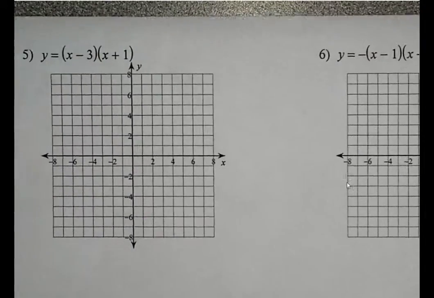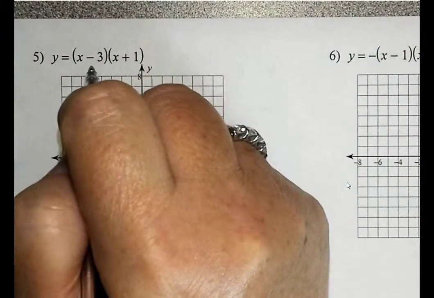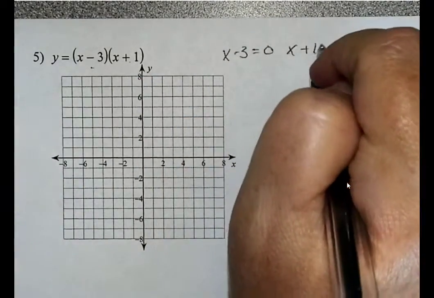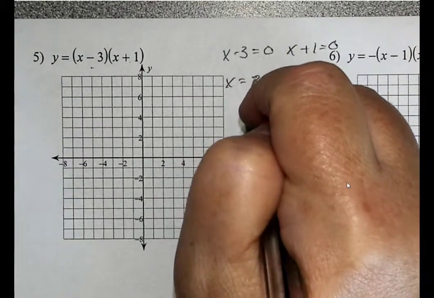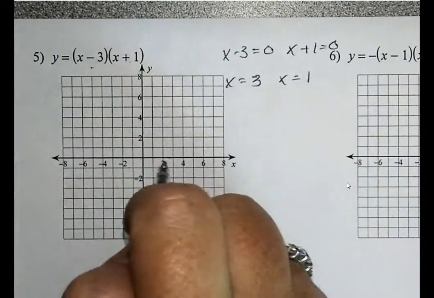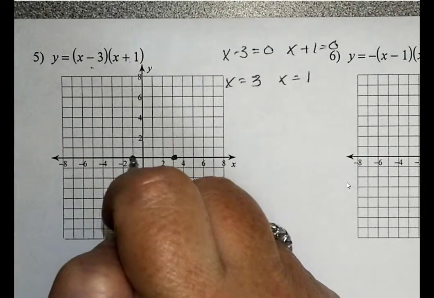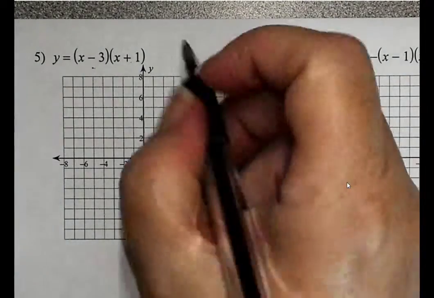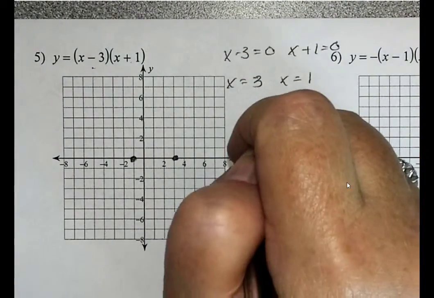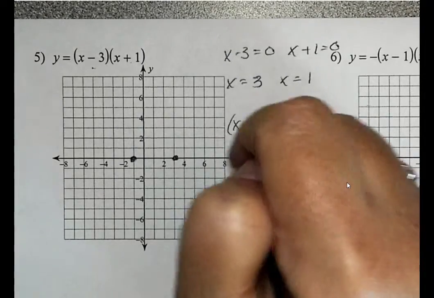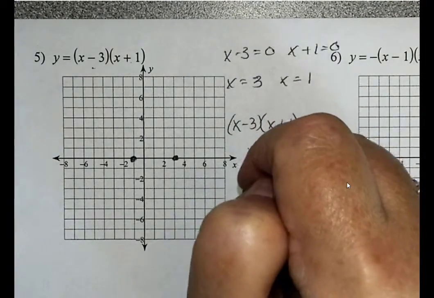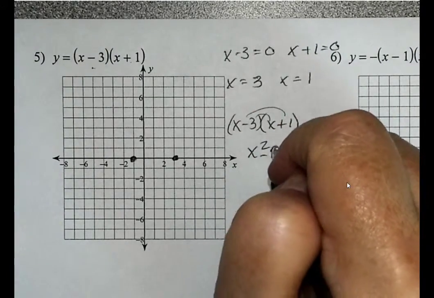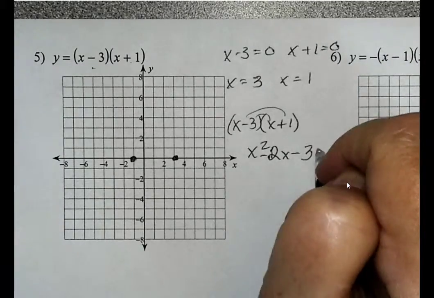Okay, on this one, I'm going to do the same method. I'm going to use the zero product property, so I'm going to have x minus 3 equals 0, and I'm going to have x plus 1 equals 0. So x equals positive 3 and x equals negative 1. Positive 3 and negative 1. Okay, in order to find my line of symmetry, I need to go through and multiply this. When I multiply x minus 3 times x plus 1, I'm going to get x squared minus 2x minus 3.